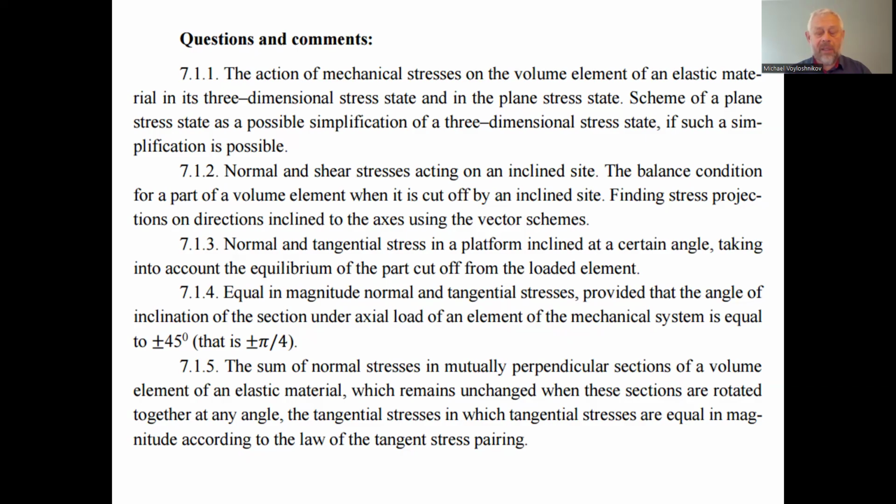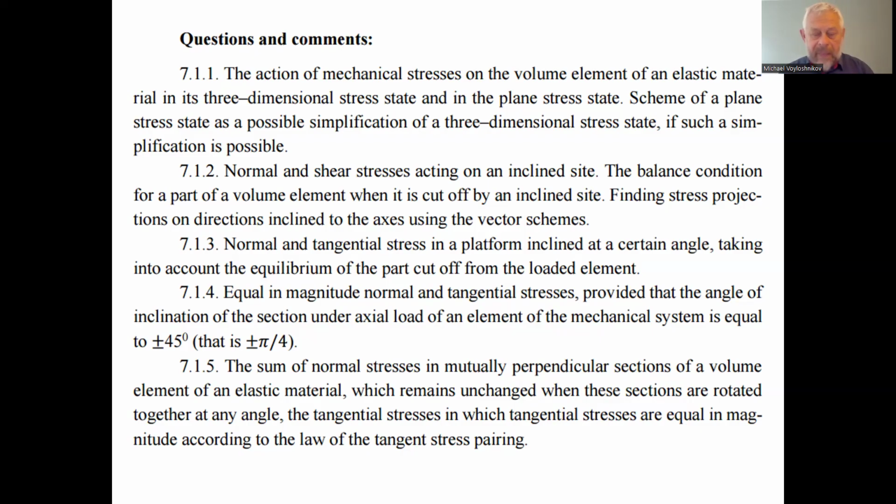7.1.2, normal and shear stresses acting on the inclined side, the balance condition for a part of the volume element when cut out by an inclined side. Finding stress projections on directions inclined to the axis using vector schemas. Yeah, we can use vector schemas. And when we have an assigned element of the mechanical system, considering the plane stress state, the same is true for the volumetric stress state, but it is simpler to explain for the plane stress state.